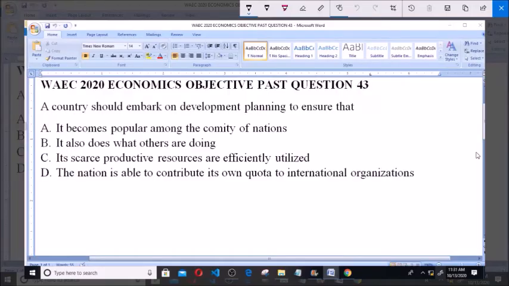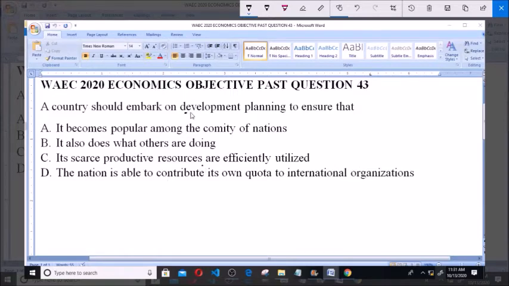Hello and welcome. I will be answering WAEC 2020 Economics Objective Past Question 43. A country should embark on development planning to ensure that A. it becomes popular among the community of nations, B. it also does what others are doing, C. its scarce productive resources are efficiently utilized, D. the nation is able to contribute its own quota towards international organizations.